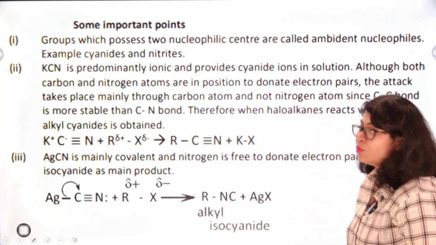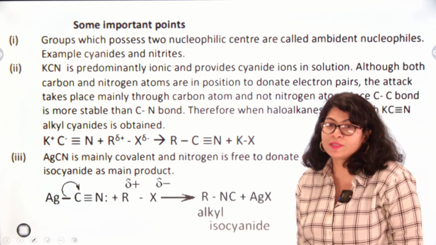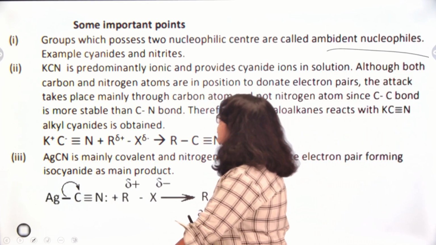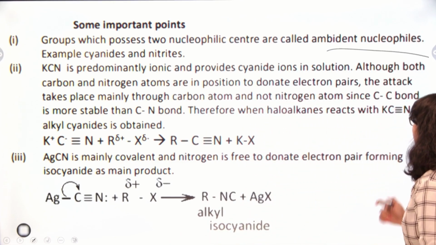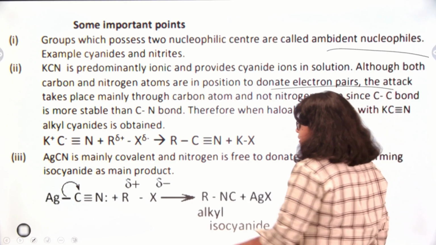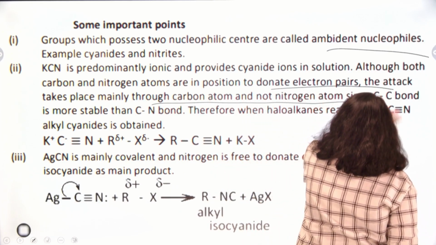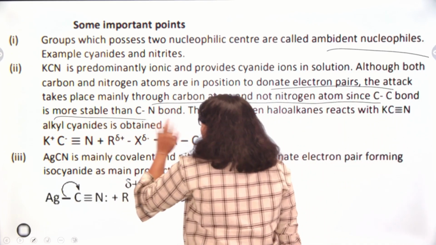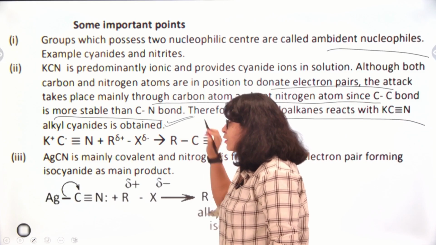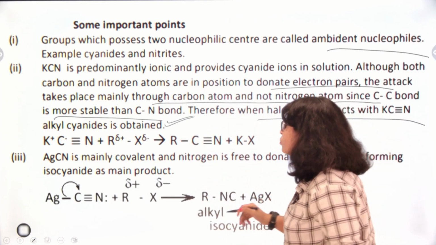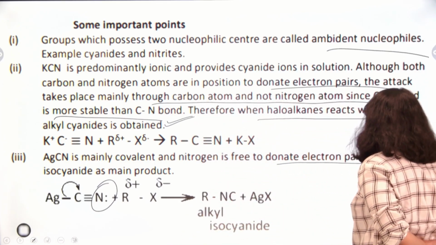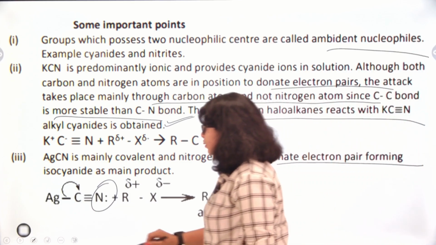Now, an important point to note here is that groups which possess two nucleophilic centers are called ambidentate nucleophiles. Examples are cyanide and nitrite. KCN is predominantly ionic and provides cyanide ions in solution. Although both carbon and nitrogen atoms are in a position to donate electron pairs, the attack takes place mainly through the carbon atom and not the nitrogen atom, since the carbon-carbon bond is more stable than the carbon-nitrogen bond. Therefore, when haloalkanes react with KCN, we obtain cyanide. But AgCN being more covalent, the attack will take place through the nitrogen atom. AgCN is mainly covalent and nitrogen is free to donate its electron pair, forming isocyanide as the main product.